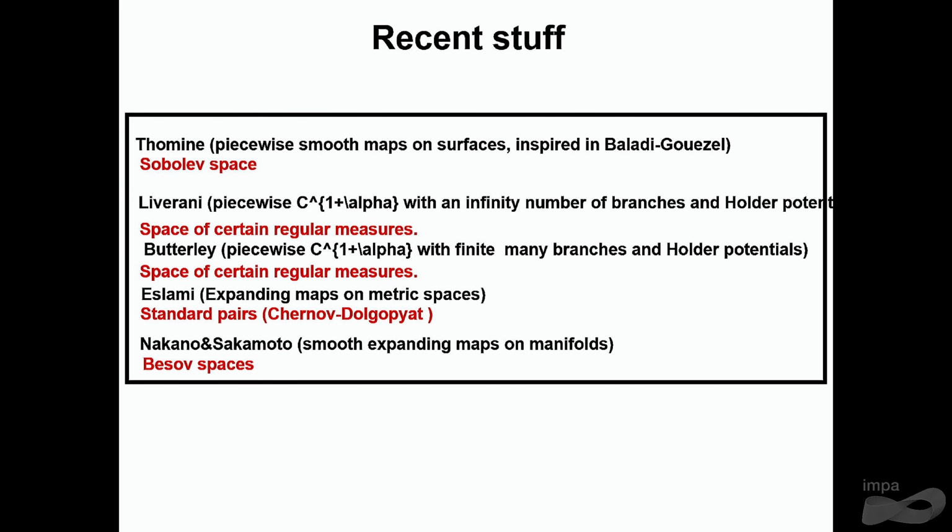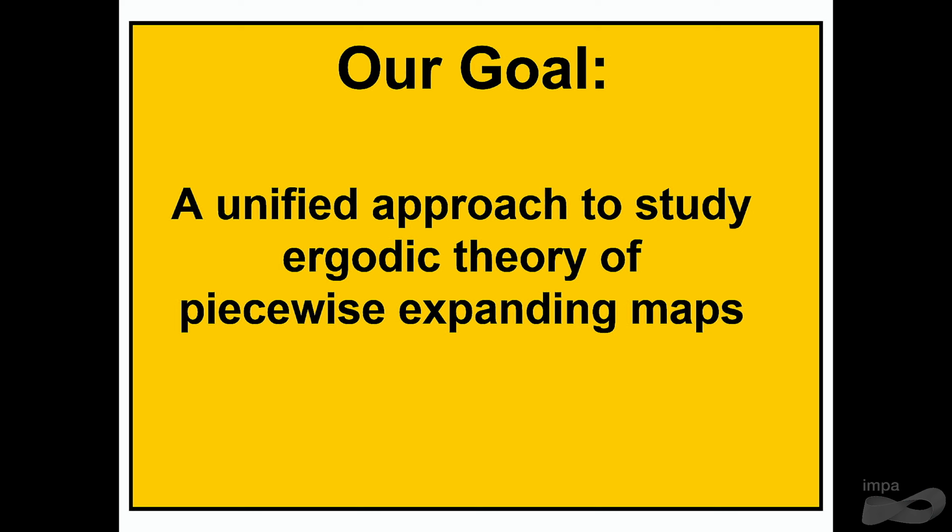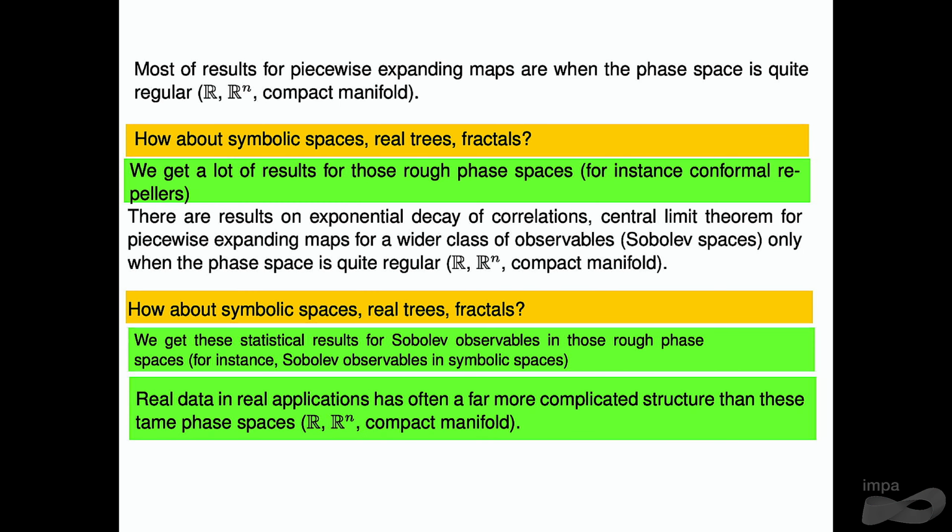Yes, okay. And you have these more recent results. Our goal is the following: to find a unified approach to study the ergodic theory of piecewise expanding maps, including maps defining fractals in the shift space or piecewise expanding maps on Rn and so on and so forth. I wanted the same space of functions that works with all these settings. For instance, symbolic spaces, real trees, fractals, right? All this kind of settings.